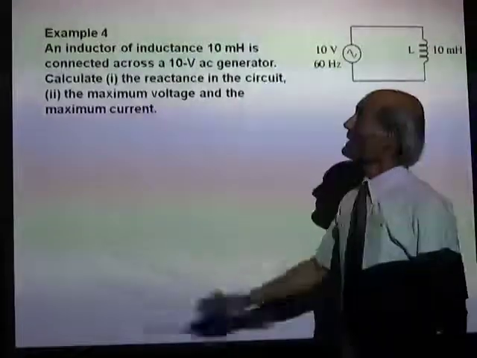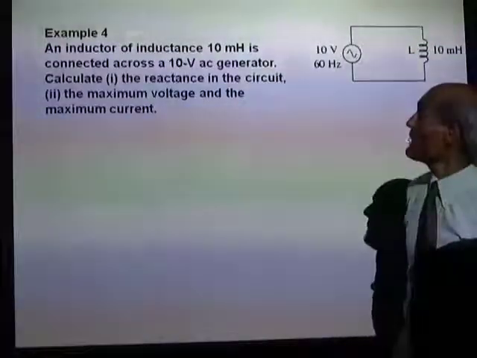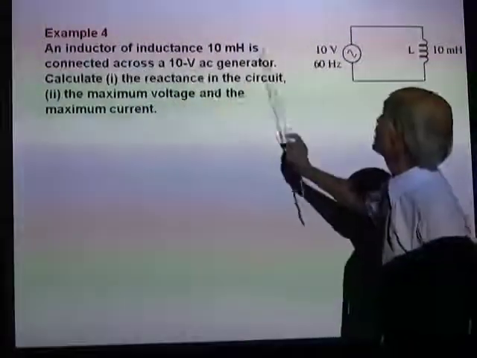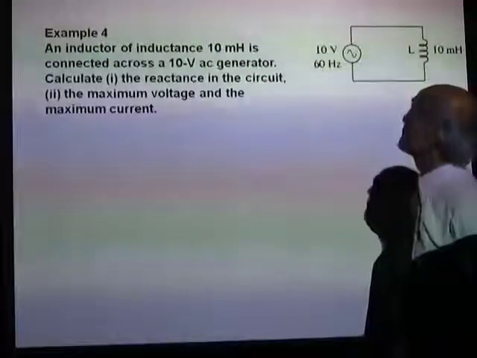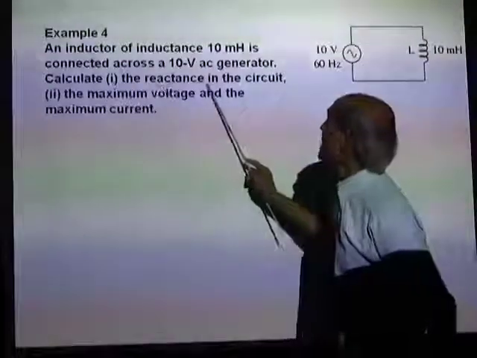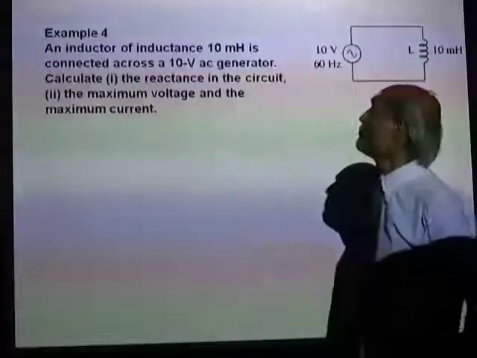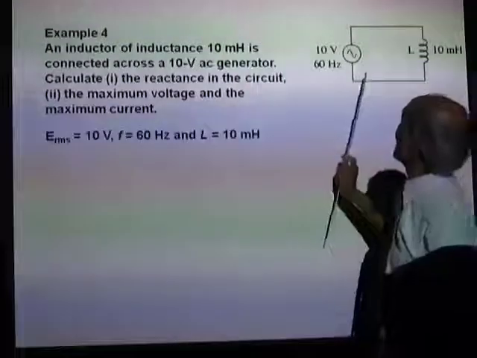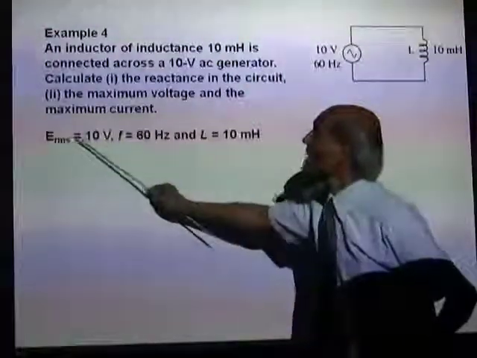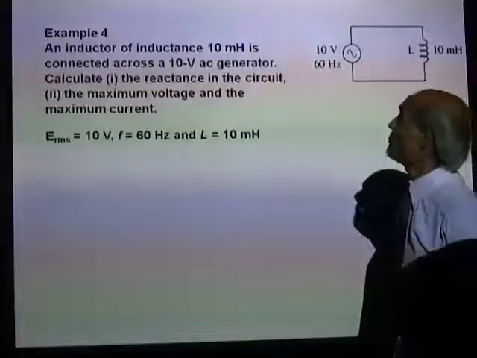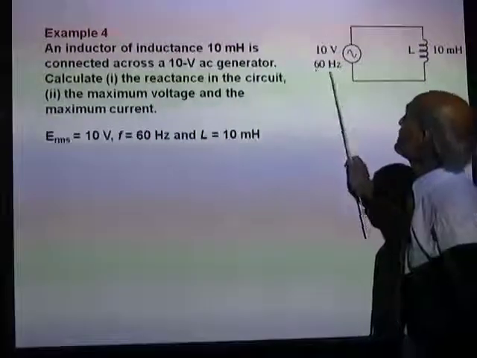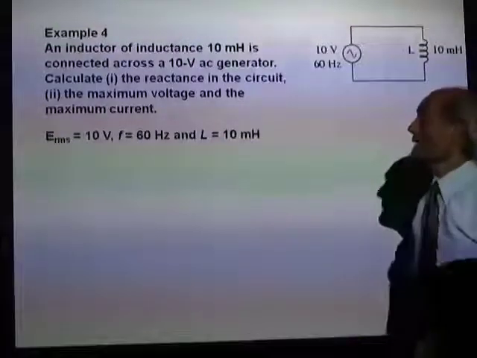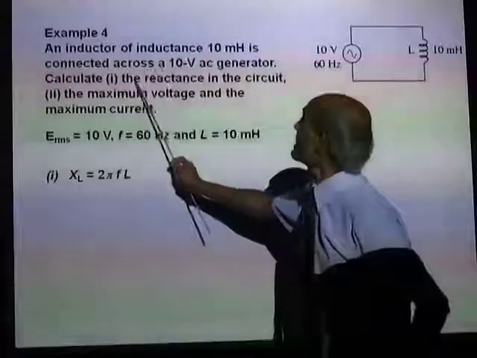Take note of these. Example 4. An inductor of inductance 10 millihenry is connected across a 10-volt generator. Calculate the reactance in the circuit and the maximum voltage and the maximum current. Well, what are the things we know? We got the E RMS is 10 volt, the frequency is 60 hertz, and the inductance is 10 millihenry. We want to calculate the reactance.